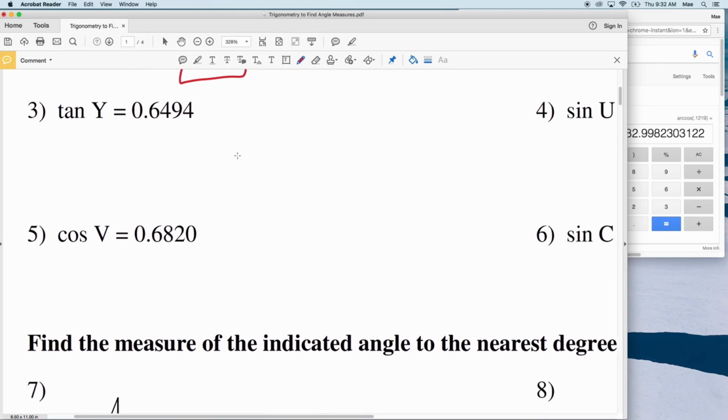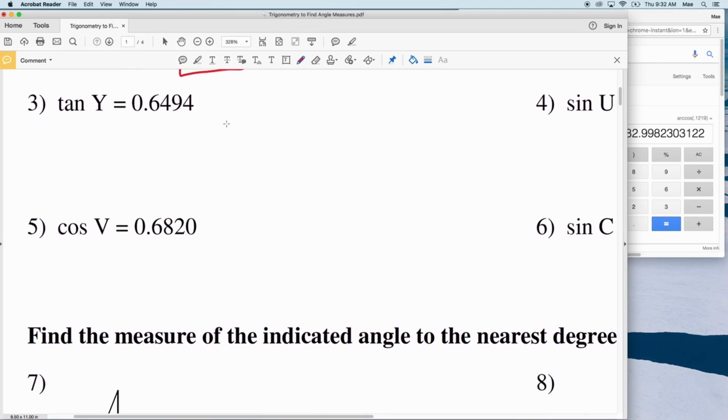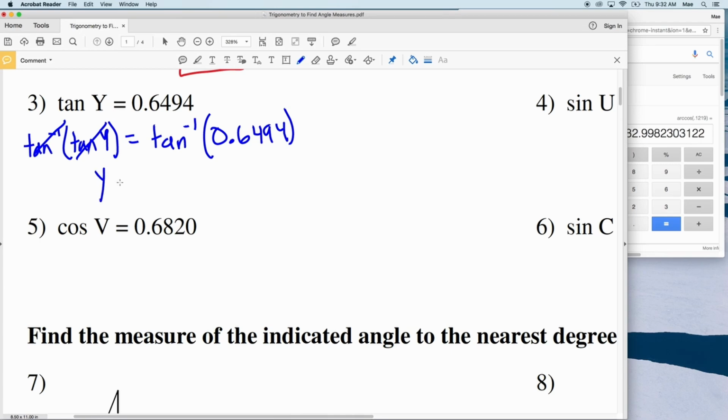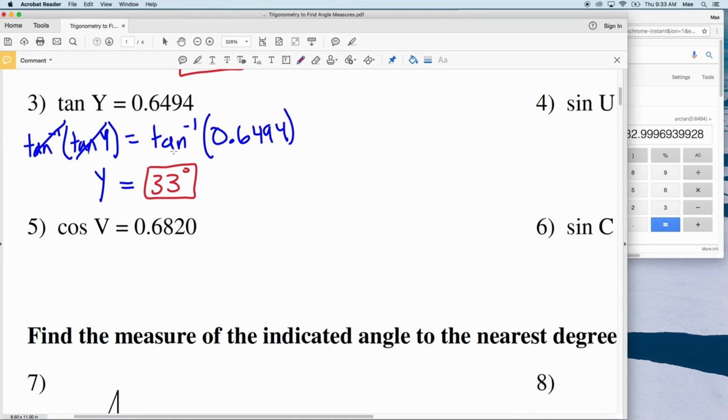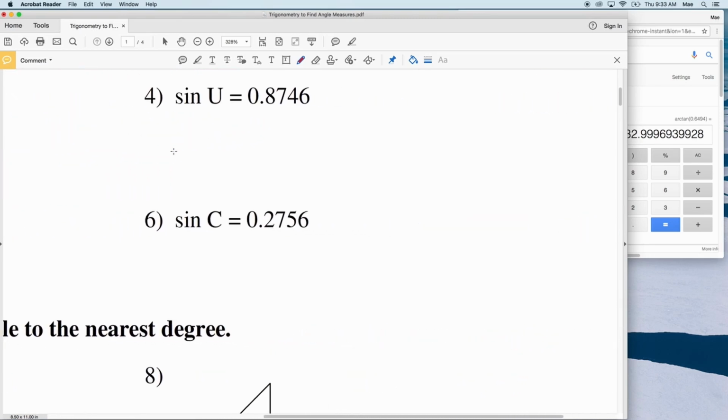In number 3, we have the tangent of y equal to 0.6494. We're going to take the inverse tangent of both sides. The inverse tangent of the tangent of y is simply y, and that's equal to the inverse tangent of 0.6494, which gives us 32.999, which rounds to 33. So the measure of angle y is 33 degrees.